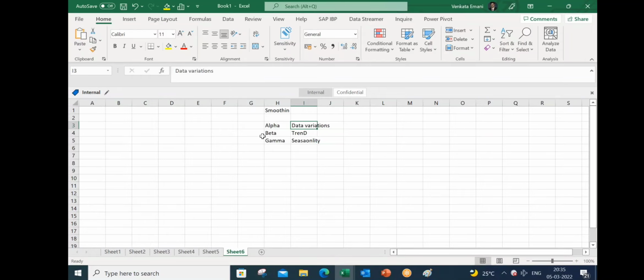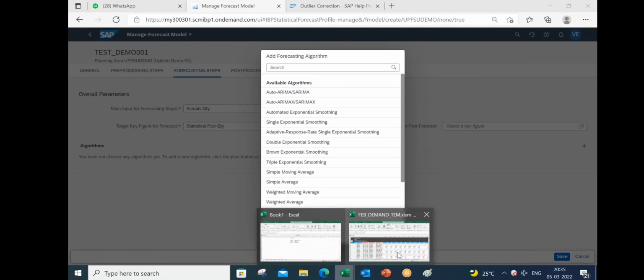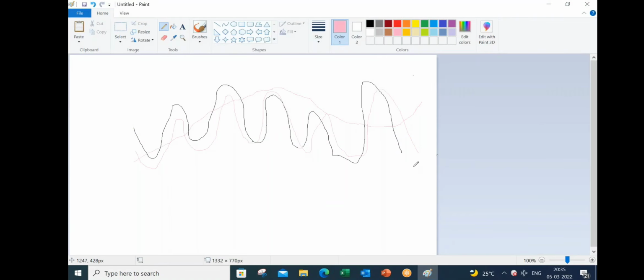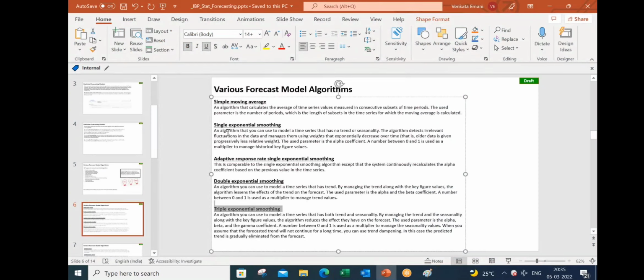Beta is used for variations in the recent data, recent buckets. So beta is used for smoothing the trend factor. In the recent history buckets, it will try to smooth the trend factor, means how much trend is there and how much to react to the trend values in the recent bucket. Gamma is also the same: it is a smoothing factor for seasonality. So these three are very important concepts. That's the same thing they're mentioning here.